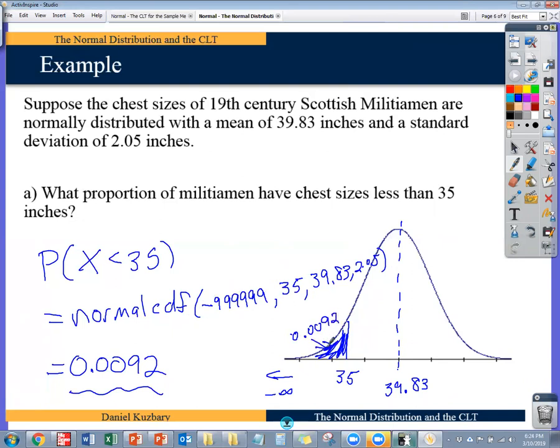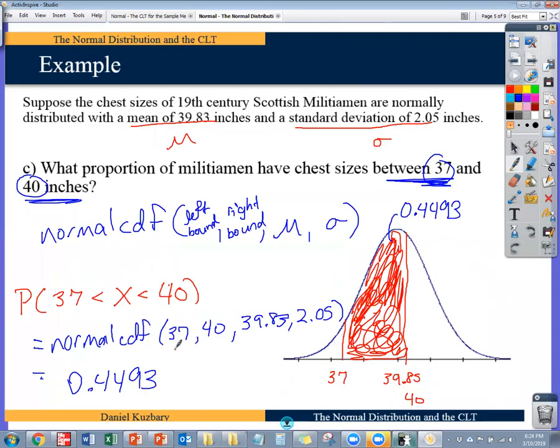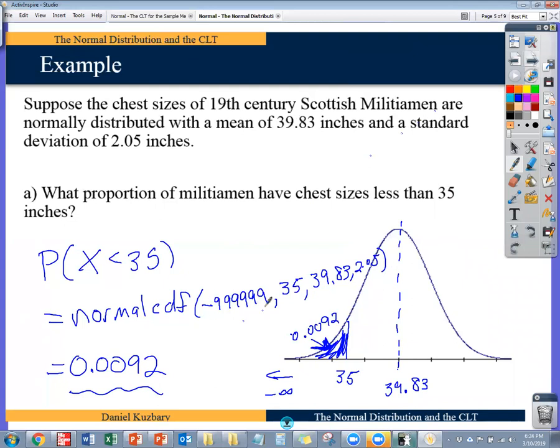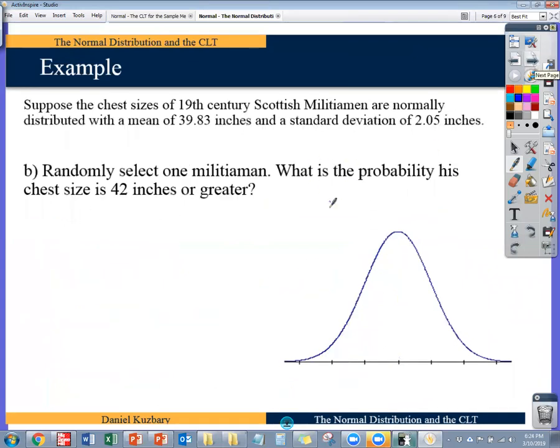So the reason I'm showing you how to do all these problems again is because when you're searching between two numbers, these two endpoints are obvious. When you're not doing between numbers, you got to use some big numbers for one of your endpoints. So let me show you another one. We're going to find the probability that a chest size is 42 or greater.